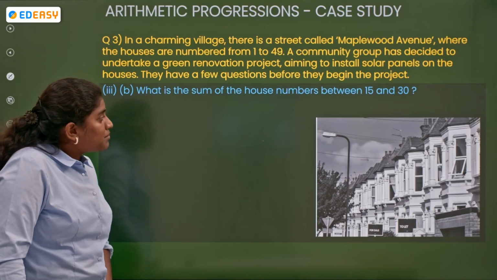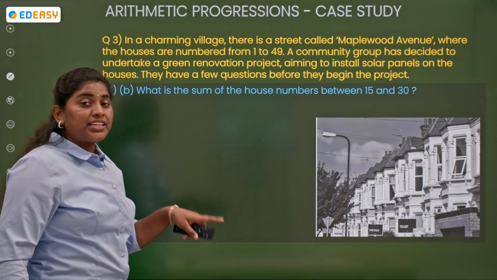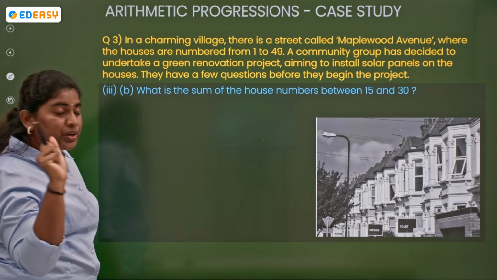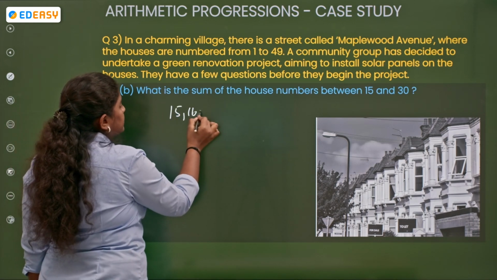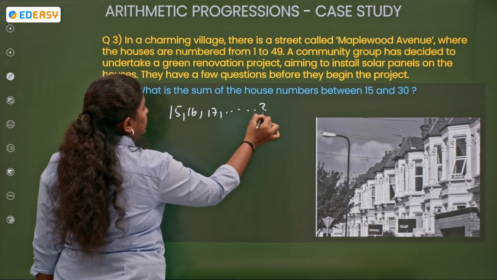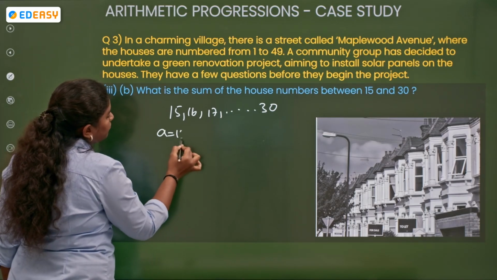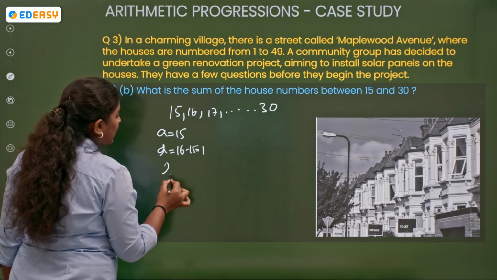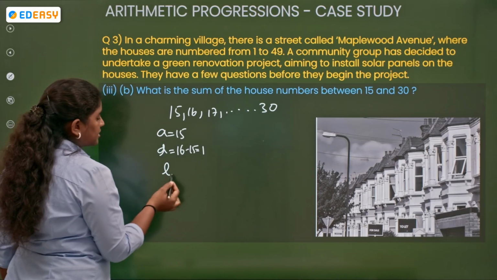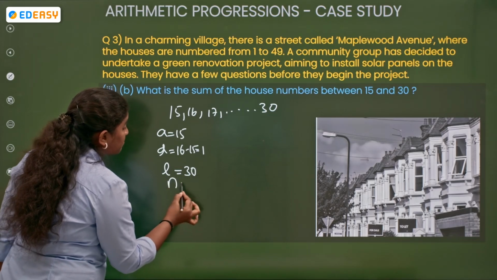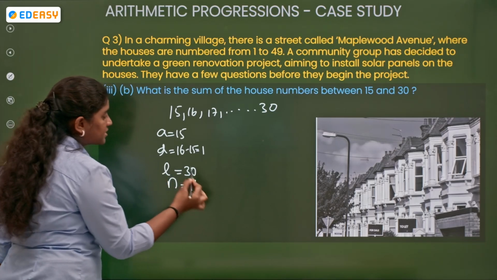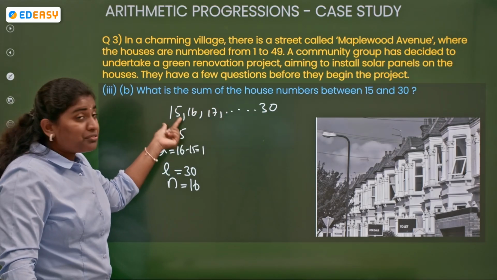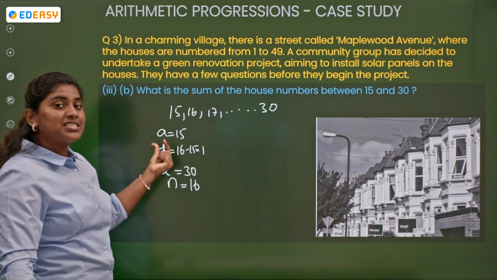What is the sum of house numbers numbered between 15 and 30? So now what is the part we need to take? Like what is the number of houses we need to take? We need to start from 15, 16, 17 and so on till 30. Okay. Now what is the a here? 15. And what is the difference here? 16 minus 15, which is your 1. And what is your last term? So they are asking, last term is the 30. But what is the number of houses? Number of houses will become 16. Why? Because 15 plus 15 will give you 30, but we need to consider the 15 also. So our number of houses will become 16.